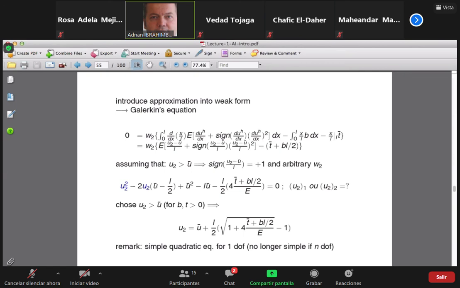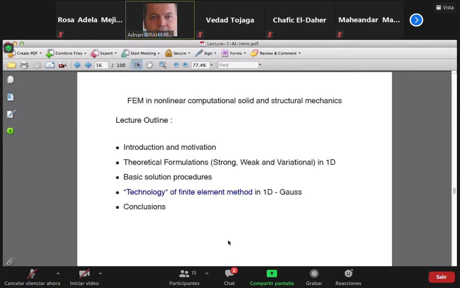If I assume that all the forces are positive, that means the bar is in tension. I will know that the only acceptable solution is U2 being the positive part of that one. Otherwise, you have two solutions. This way I can get the true solution by the weak form. Obviously, for any other more complicated problem, I cannot obtain that. So that's why you go into how the finite element technology works, and discuss the methods that are used in this software.